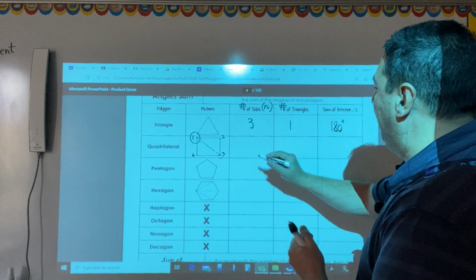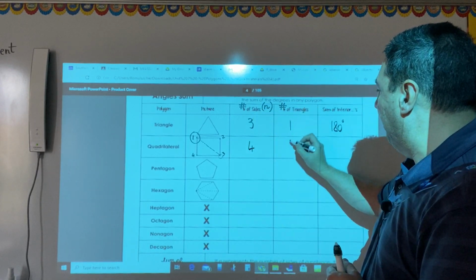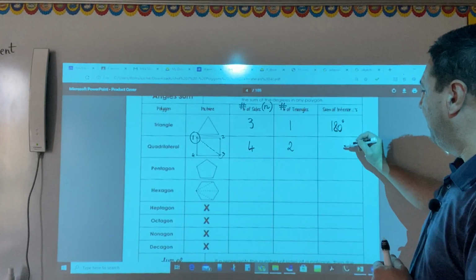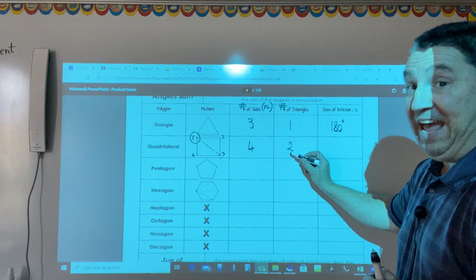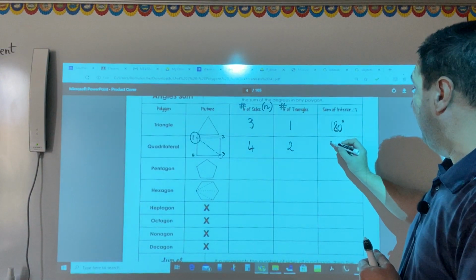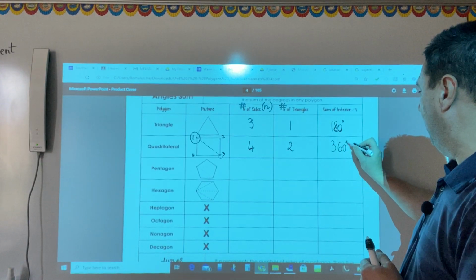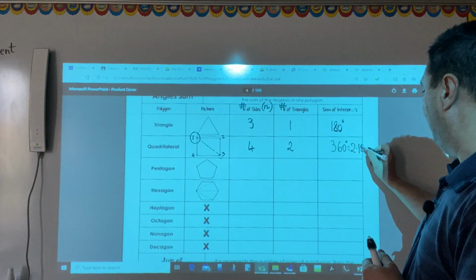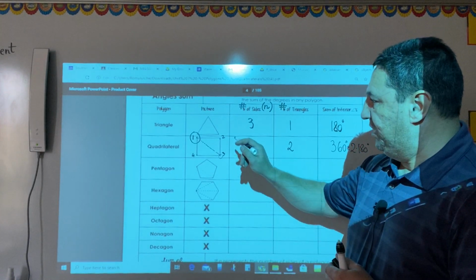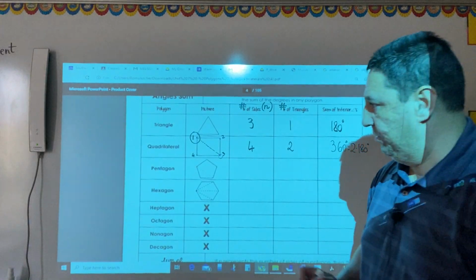Now, let's fill in the blanks here. So, number of sides is 4, and number of triangles is 2, because we have 2 triangles. Now, how many degrees would be here? Because we have 2 triangles, and each triangle is 180, the sum of interior angles of a quadrilateral would be 360, which is 2 times 180, right? Good. Let's use the same strategy for the next polygons.